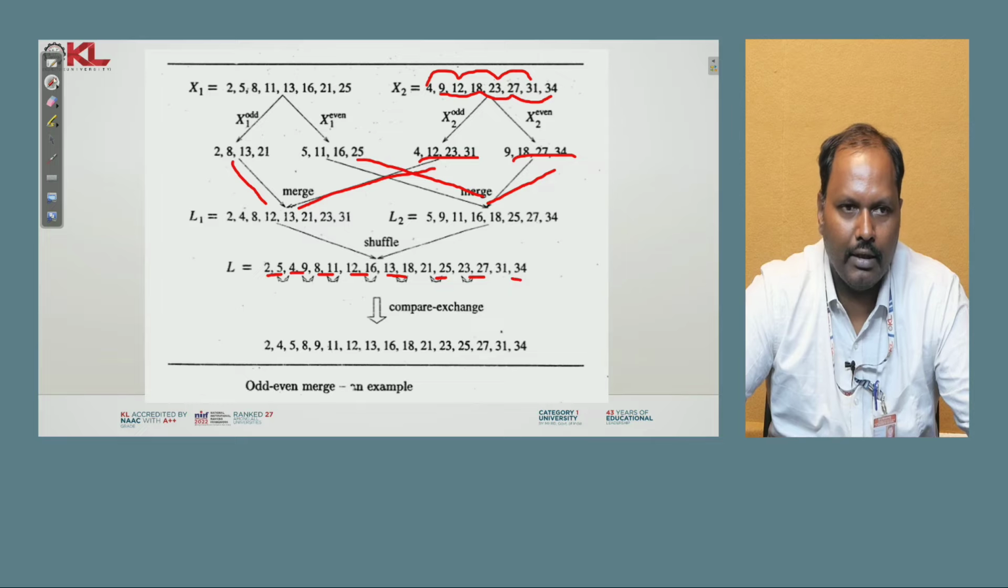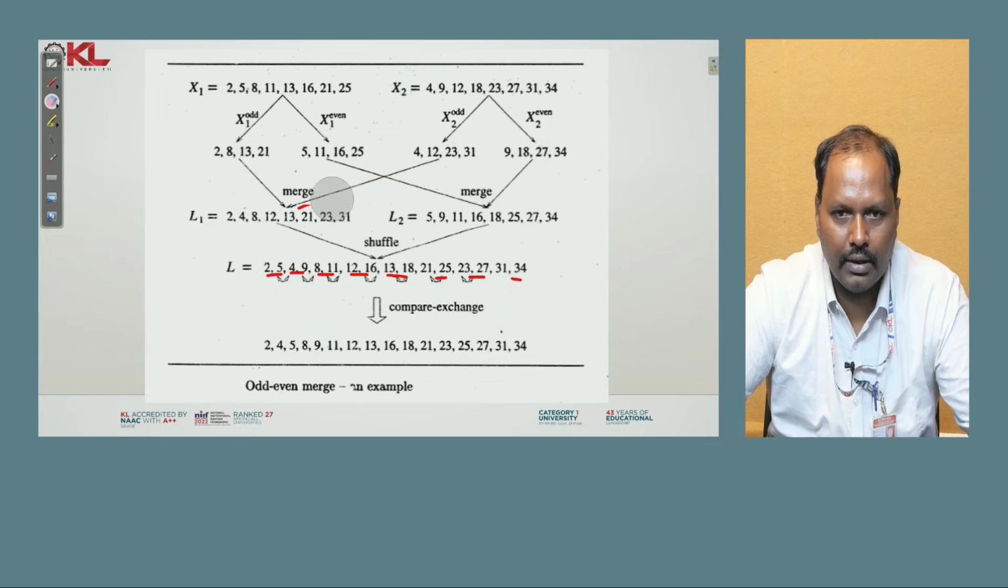After these comparisons, we determine which one is the least value and which one is the highest value, compare across the levels, and exchange the values. 2 is here only. Comparing 5 and 4, 4 is here, 5 is here. Now compare 8 and 9, 8 is here, 9 is here.